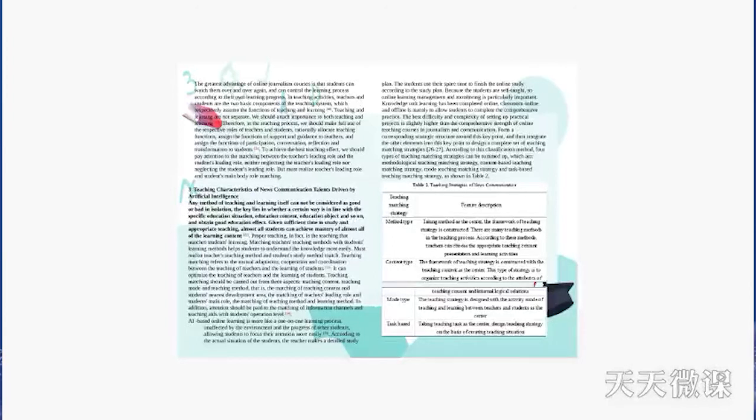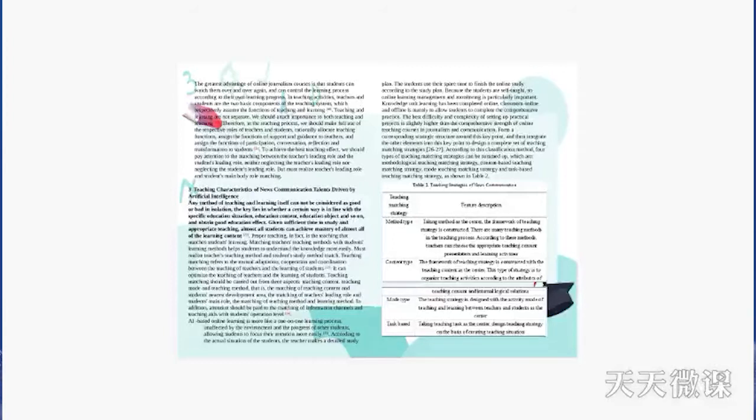Teaching matching should be carried out from three aspects: teaching content, teaching mode and teaching method. That is, the matching of teaching content and students' nearest development area, the matching of teachers' leading role and students' main role, and the matching of teaching method and learning method. In addition, attention should be paid to the matching of information channels and teaching aids with students' operation level.